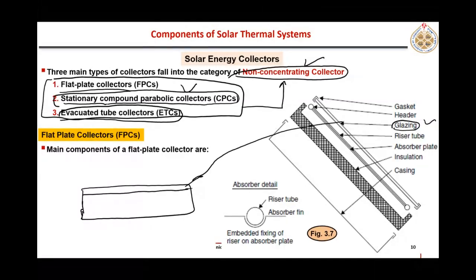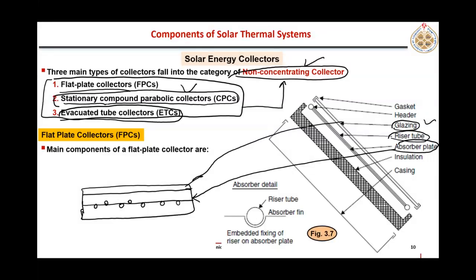Next is the absorber plate. So this is the absorber. Then there are riser tubes. Now tubes can be welded under this absorber sheet, or in some cases they can be welded over the absorber. These are the tubes in which the fluid is flowing, right? So these are also called riser tubes. If you see in 3D, it will be something like this. So here are the tubes.